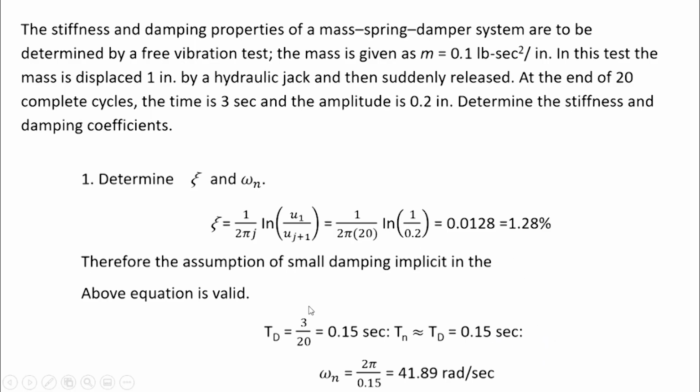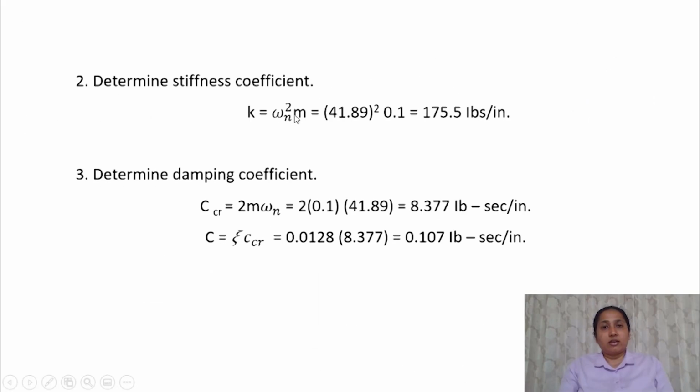So we can calculate the natural circular frequency omega n, that would be 2 pi by Tn. So 2 pi by 0.15 is equal to 41.89. Now we will try to find out the stiffness and the damping coefficients. The natural frequency square is equal to k by m. So k is equal to omega n square m. We know the natural frequency, we know the mass, so we can calculate the stiffness.